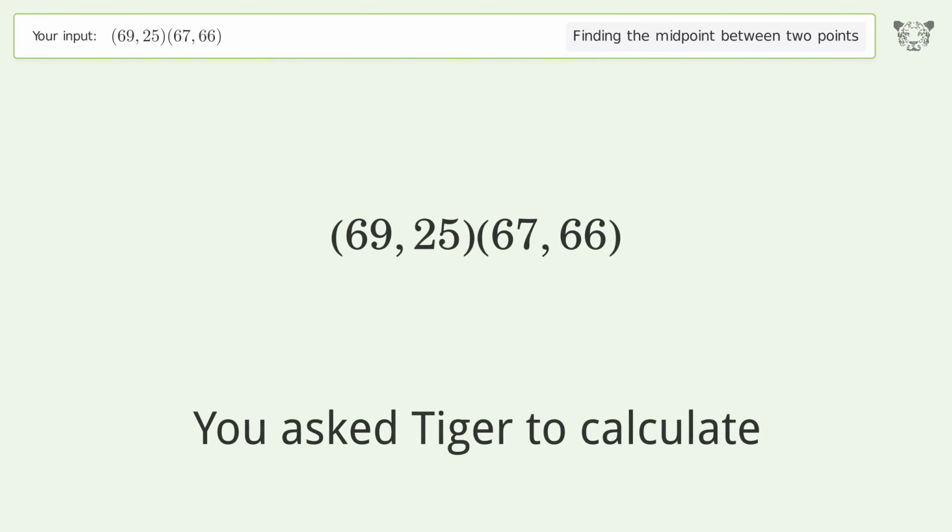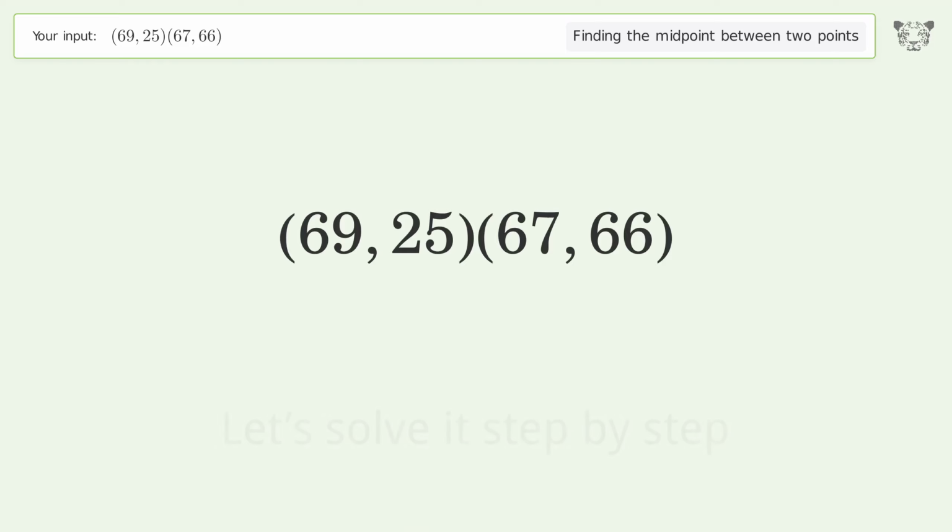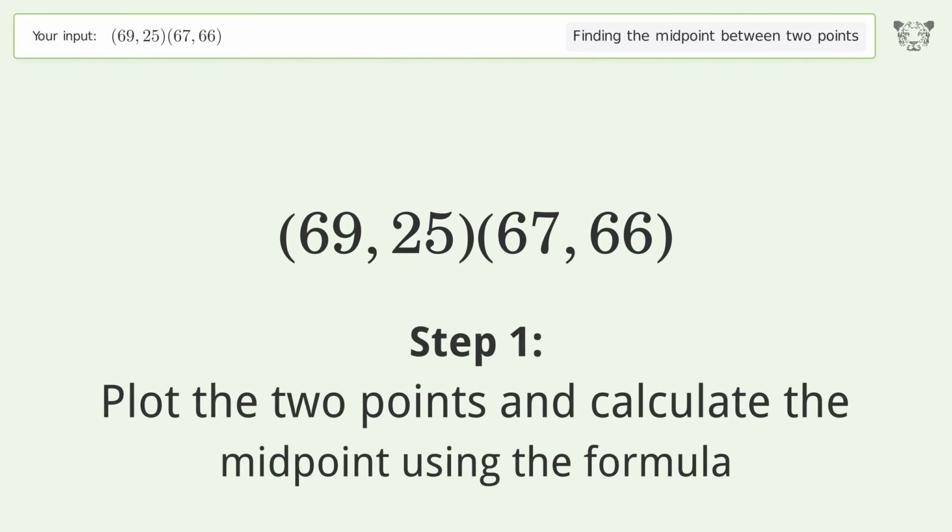You ask Tiger to calculate. This deals with finding the midpoint between 2 points. The midpoint between the 2 points is 68, 45.5. Let's solve it step by step. Plot the 2 points and calculate the midpoint using the formula.